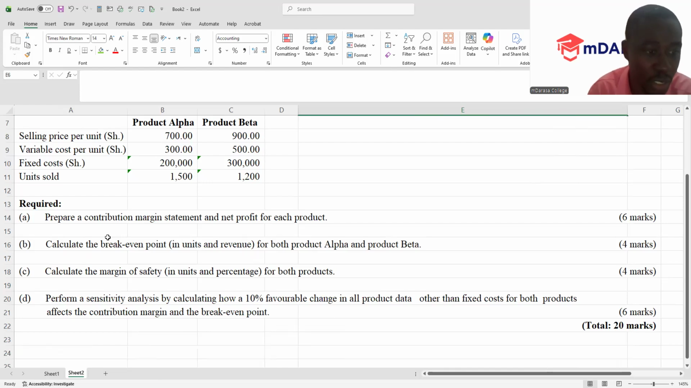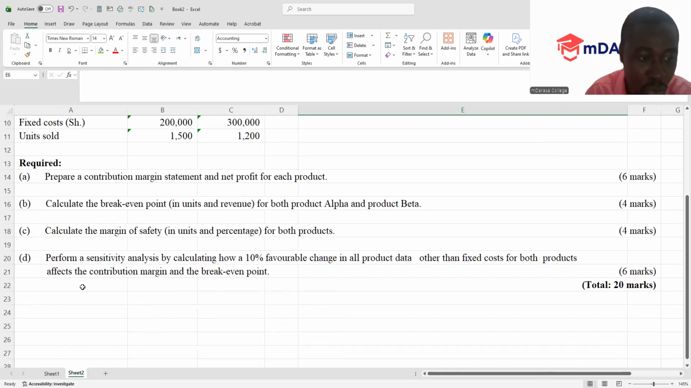Required: the examiner wanted us to prepare a contribution margin statement and the net profit for each product. Then for B, we are supposed to calculate the break-even point in units and in revenue for both products, alpha and beta. Calculate the margin of safety in units and percentage for both products. We are also required to perform a sensitivity analysis by calculating how 10% variable changes in all product data other than fixed cost for both products affect contribution margin and break-even point as well.